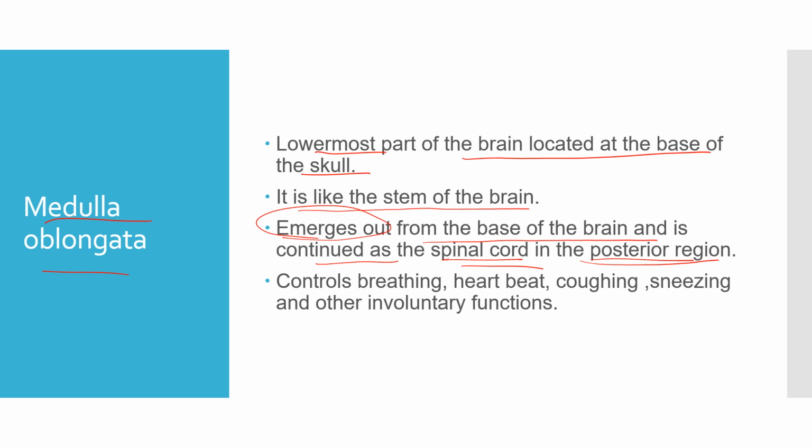What are the main functions of the medulla oblongata? It controls breathing, heartbeat, coughing, sneezing and other involuntary functions. So now we will see the diagram of each and try to understand these organs.